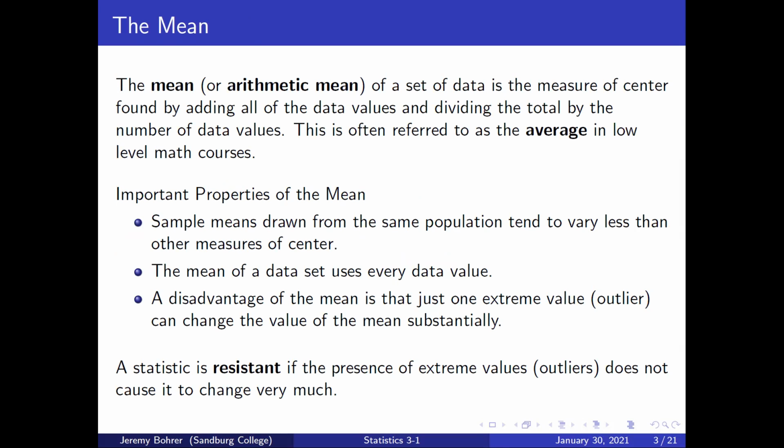The mean, or arithmetic mean, of a set of data is the measure of center found by adding all of the data values and dividing the total by the number of data values. This is often referred to as the average in low-level math courses.